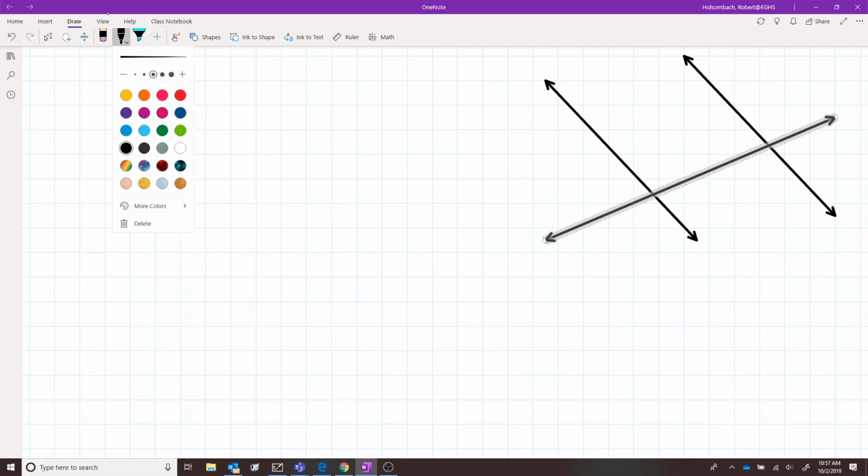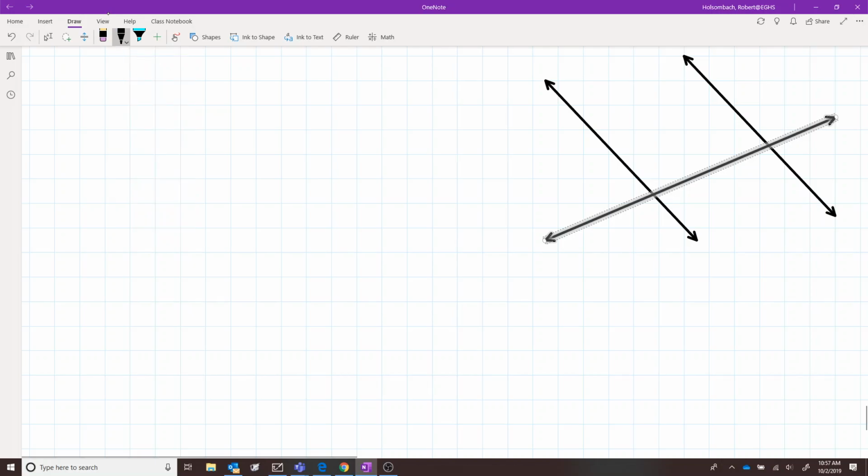Alright, so you're given information. The measure of angle 2 is 4x plus 7. So right here, angle 2 is 4x plus 7. The measure of angle 7, 5x minus 13. Find the value of x. So first thing is to find x.